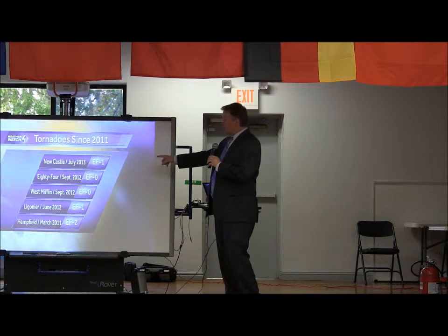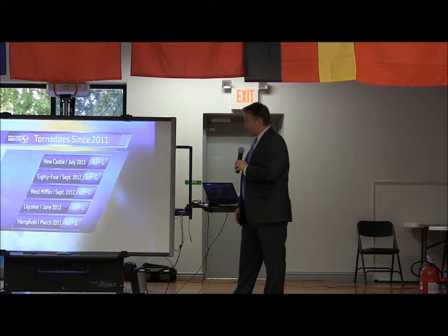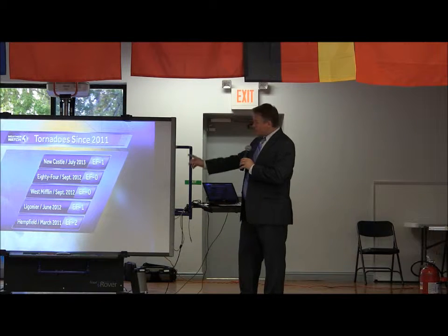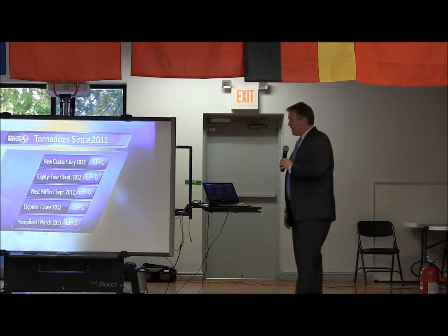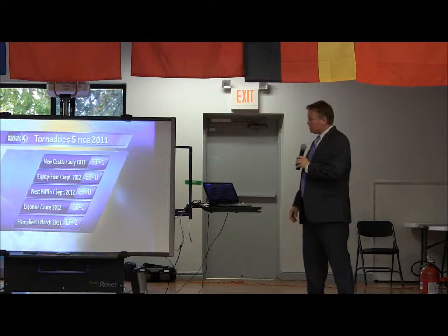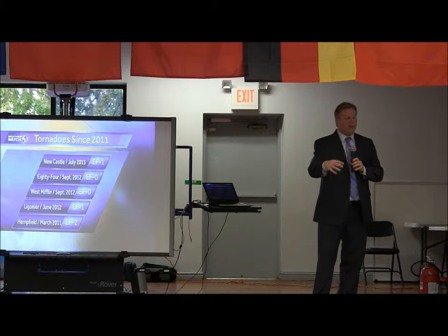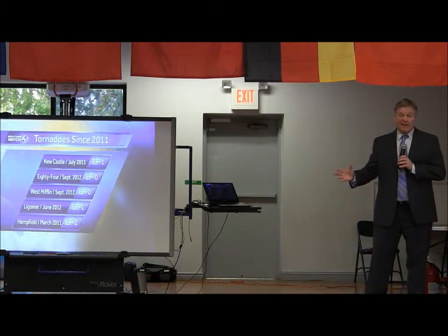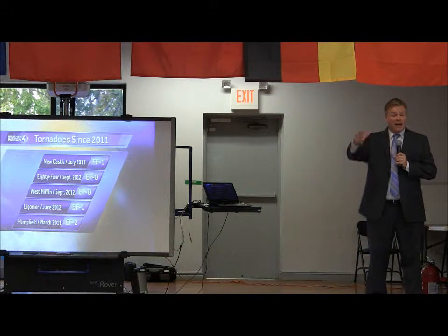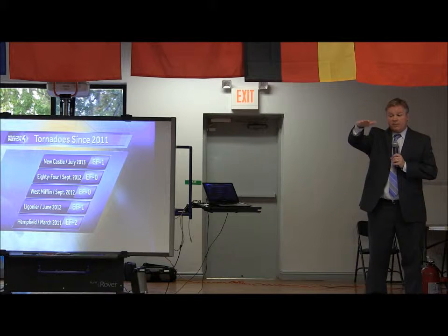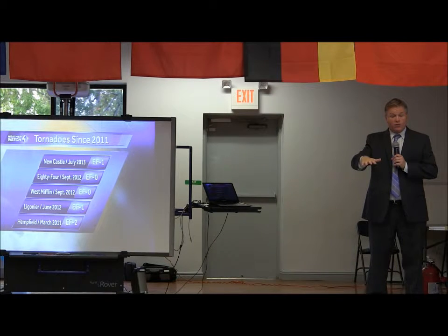Newcastle, this last summer in July, we had an EF1 tornado touchdown. In 2012 in September, we had 2 brief tornado touchdowns, one in 84, one in West Mifflin. There was one in Ligonier that was an EF1. That was off and on the ground for 8 miles. And that one actually hit a house, and on the top of the roof, it went down to the second floor, went down to the first floor.